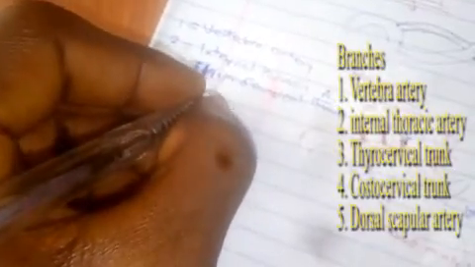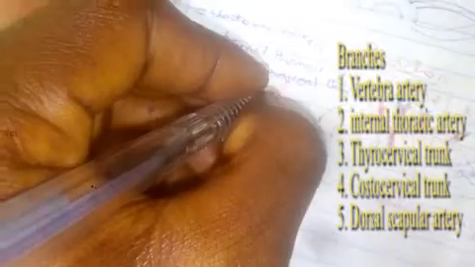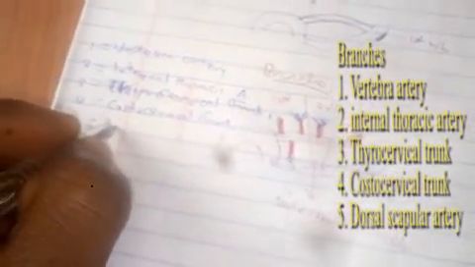The third one there is a trunk. It has other branches, but for now just call it the thyrocervical trunk. For the second part, the 4th branch is also a trunk, the costocervical trunk. And the last, the 5th, in the third part, is the dorsoscapular artery.